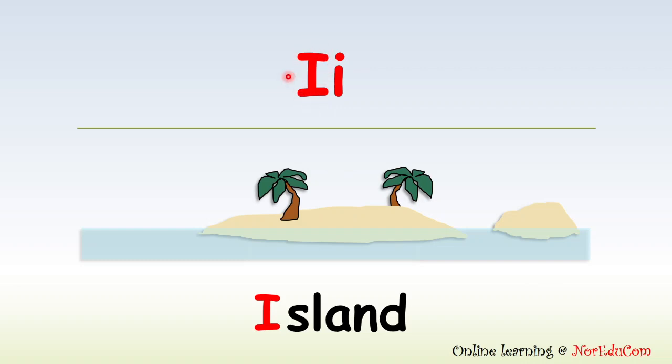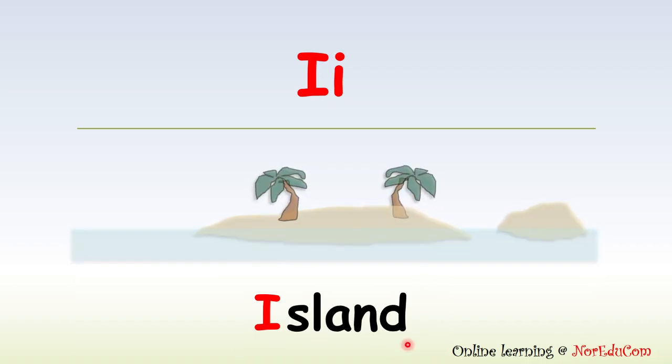Can you name this letter? Yes, this is a capital I or a big I. And what about this one? Yes, this is a small I. Now, can you name this picture? Yes, this is an island. Island. Repeat after me. An island is a land that is surrounded by water. Island. It starts with the letter I, long sound I. Let's go to the next slide.